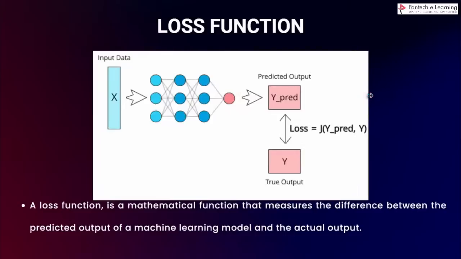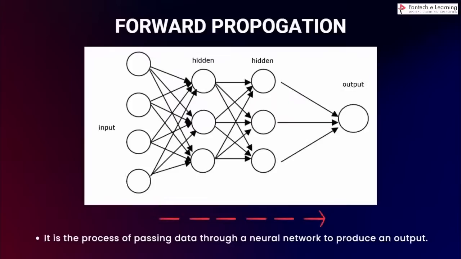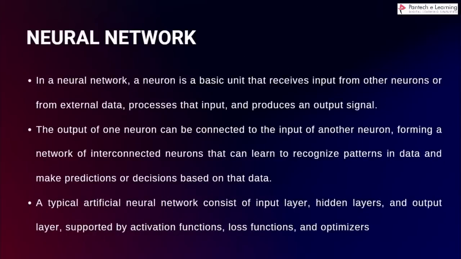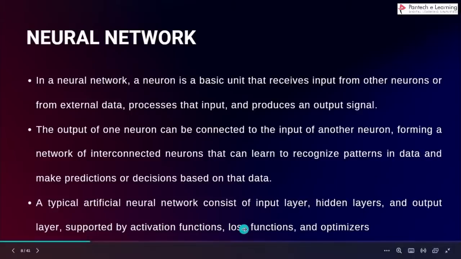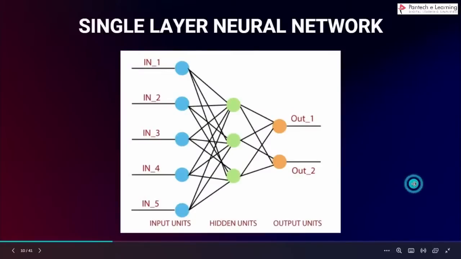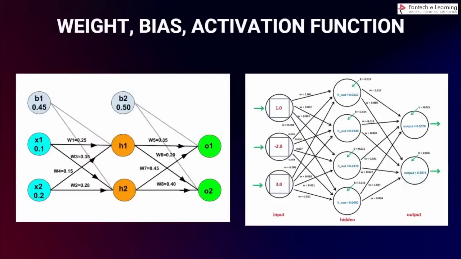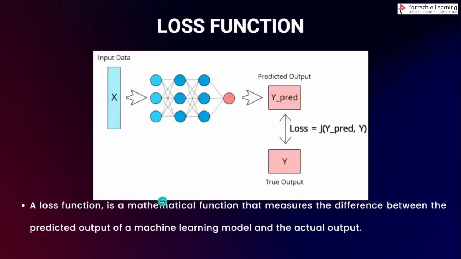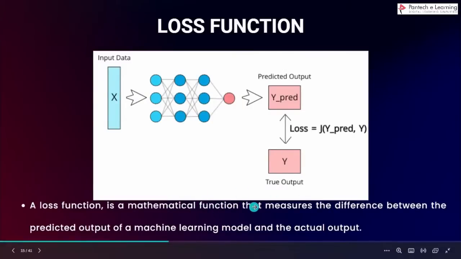And we have something known as a loss function. Remember, we have discussed the loss function here, which is the supporting piece. We have to see about the loss function and the optimizer. They work together. So let us see what a loss function is. A loss function is a mathematical function that measures the difference between the predicted output of a machine learning model and the actual output.